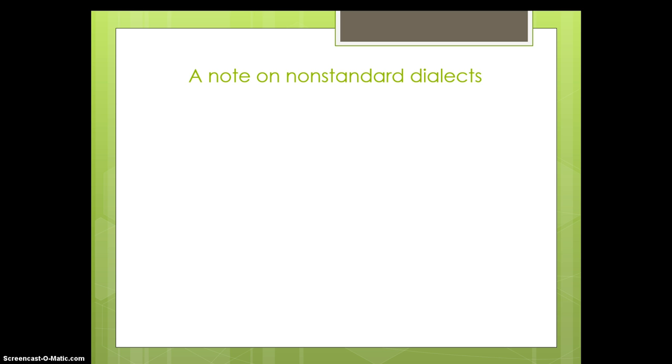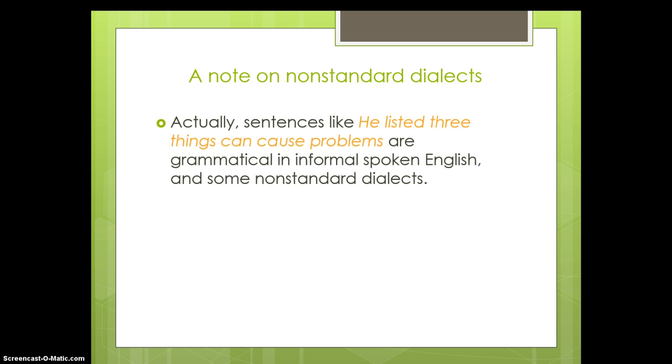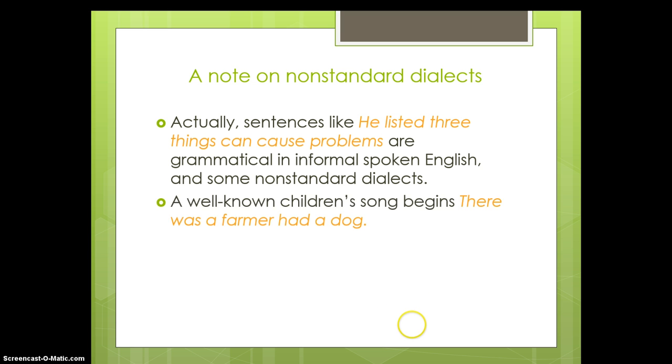And finally, a note on non-standard dialects. I have to admit here that sentences like he listed three things can cause problems are actually grammatical in informal spoken English and some non-standard dialects. People might tell jokes that use these syntactic structures. And there's even a well-known children's song that I sang in kindergarten that goes like this. There was a farmer had a dog, and I won't sing the rest of it.